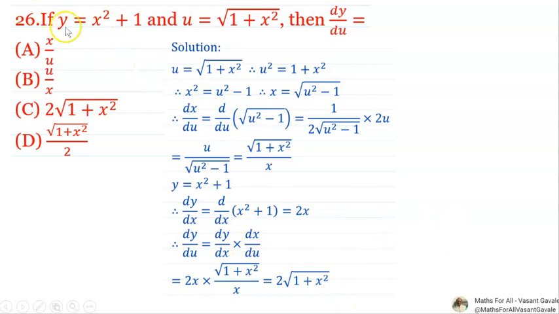Otherwise you can also do it directly like this: y is equal to x square plus 1. Express this y in terms of u. It means that y is equal to u square. Differentiate this with respect to u. dy by du is equal to 2 times u. That is 2 root of 1 plus x square. That is, option C is the correct one.